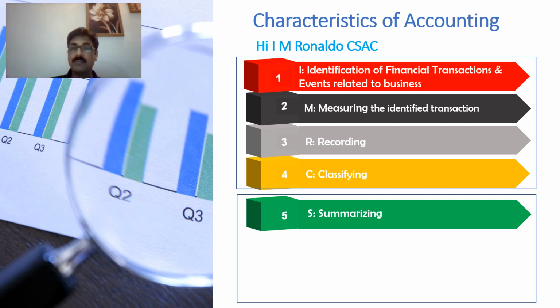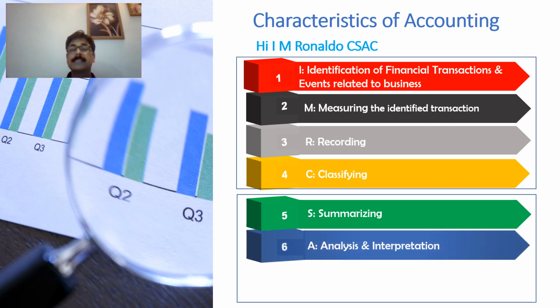Summarization: trial balance is one form, and thereafter we summarize it into the profit and loss account and balance sheet. So this is how all the transactions get summarized. And the next in CZAC comes A. A stands for analysis and interpretation.